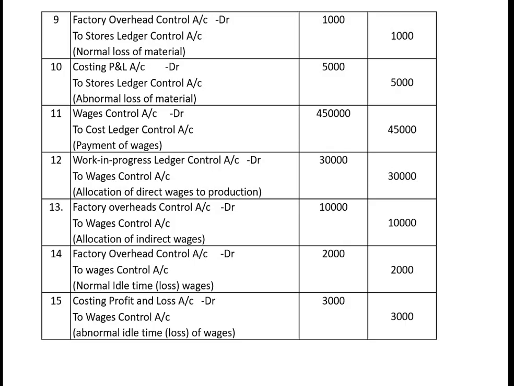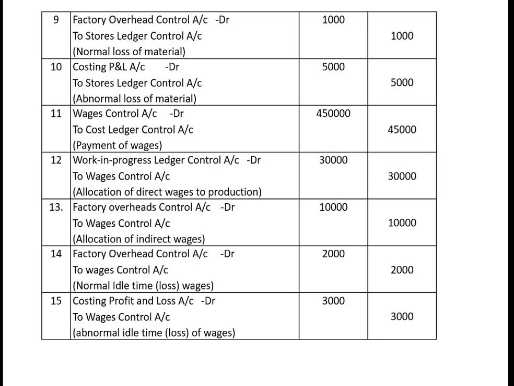Then the next entry is material destroyed by fire. Destroyed by fire, it is not a normal one. This is abnormal circumstances. That's why factory overhead will not be charged. Meaning to say, the cost of this abnormal loss will not be charged to our normal production cost. Rather, it will be shifted to costing P&L account. So the entry is costing P&L account debit to store ledger control account. Amount is 5000.